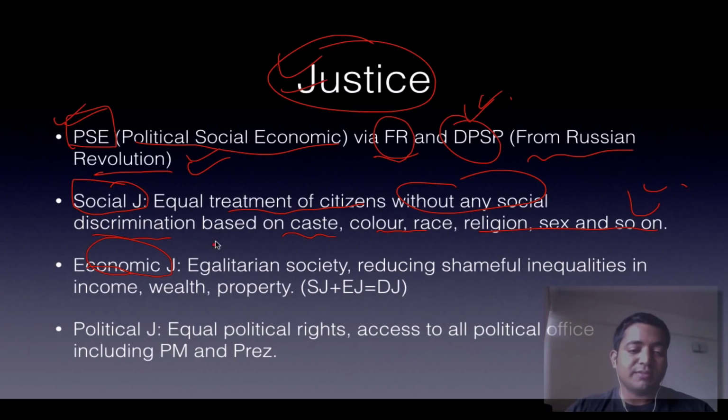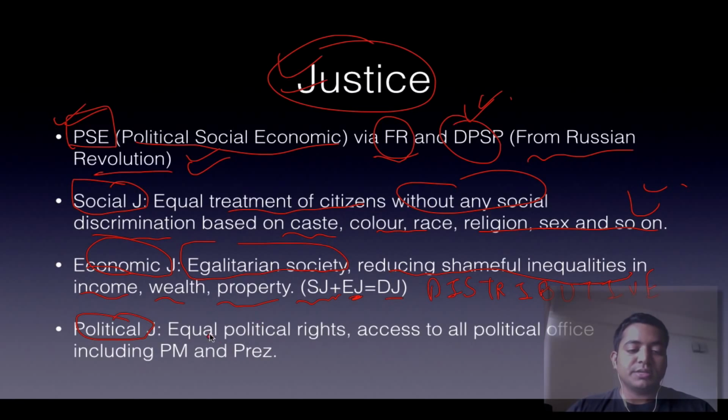Economic justice means development of an egalitarian society, that is a classless society. At least try to reduce the shameful inequalities which exist in income, wealth, property, and poverty. You know what the status is. The important thing is that social justice combined with economic justice is what we call distributive justice. So please make sure you keep this in mind. Distributive justice: social justice plus economic justice.